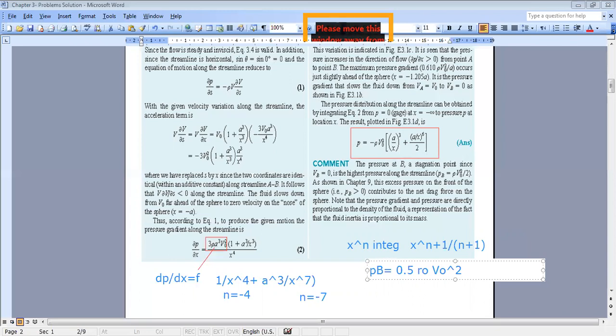Let us verify that it is working here. We know that for b, x of b is equal to minus a. If you replace x by minus a here you will get minus 1, and here you have a plus 1 over 2, okay? So minus 1 plus 1 over 2 will give you minus 1 over 2. And you already have a minus outside, so you get plus 0.5 rho v0 square. So your equation is making sense, okay? Any question for this problem?